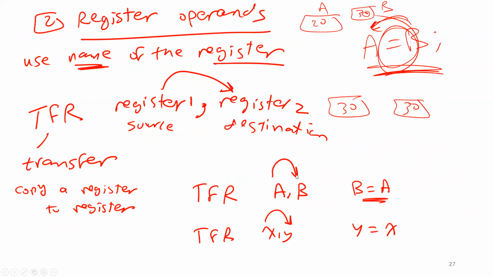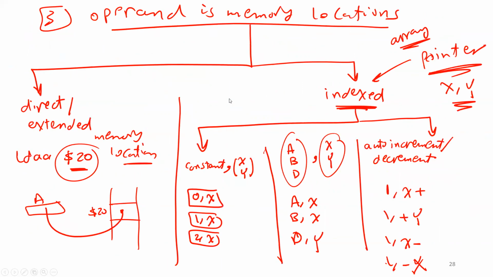So if I want to copy register to register, I use register names. In the case of a memory location, I told you I'm going to teach two things. One we call direct or extended, and this one is used if you want to read or write to a memory location. It's not a pointer, this is the memory location itself. Indexed, listen to me, means we are going to use a pointer here.